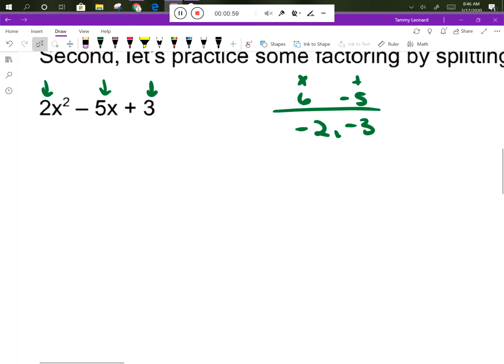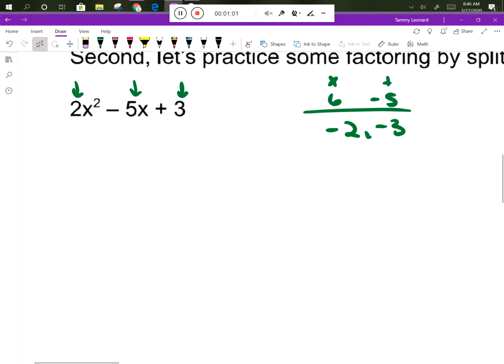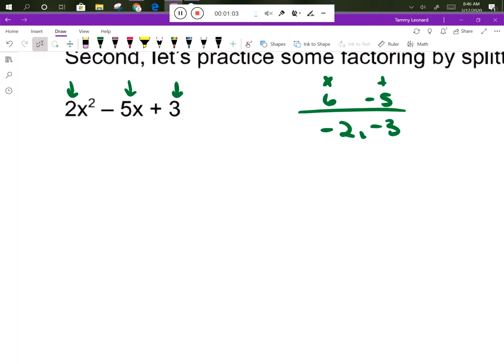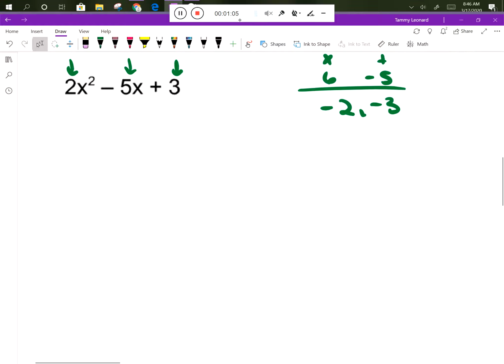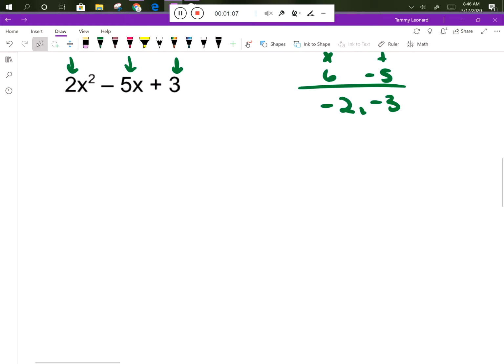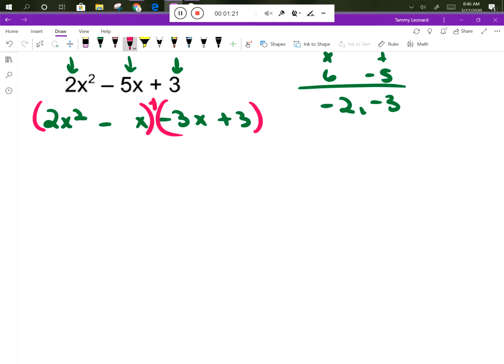All right, so we already did the work up above. So we're going to split the middle term of negative 5x into a negative 2x and a negative 3x. So that turns our problem into 2x squared minus 2x minus 3x plus 3. Then we're going to go ahead and create those 2 binomials. Make sure that we throw that plus sign in there because we're really adding them together.